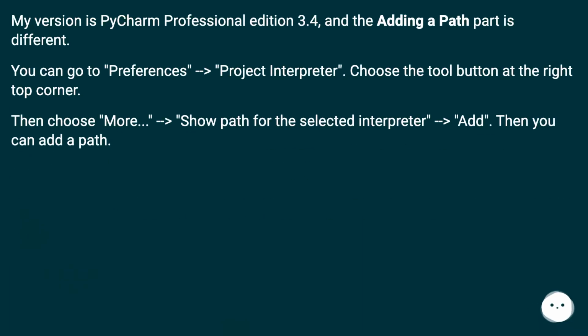My version is PyCharm Professional Edition 3.4, and the adding a path part is different. You can go to Preferences, Project Interpreter. Choose the Tool button at the top right corner. Then choose More, Show Path for the selected interpreter, Add. Then you can add a path.